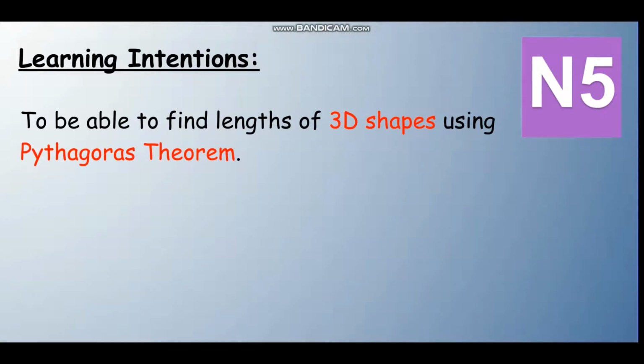Today's learning intentions are to be able to find lengths of 3D shapes using Pythagoras Theorem.